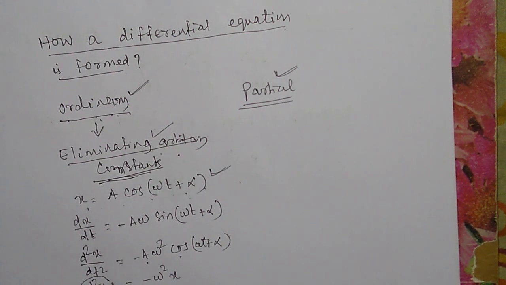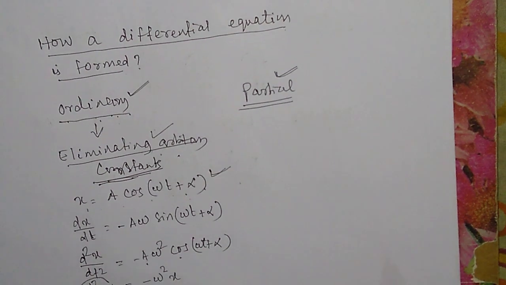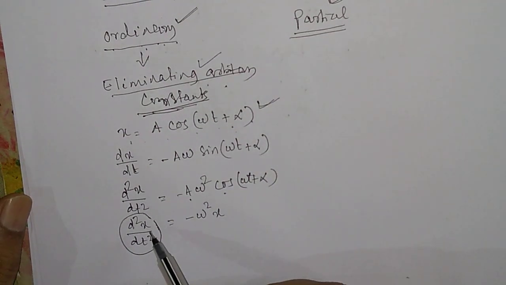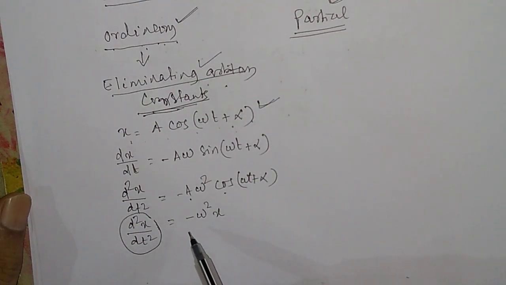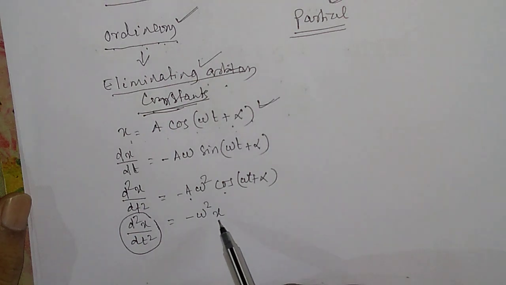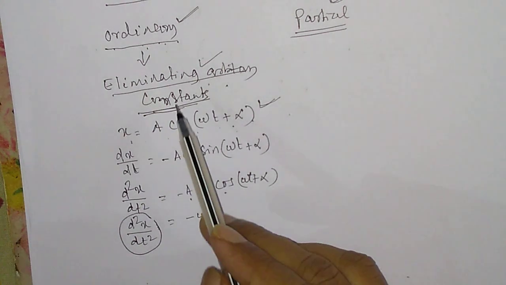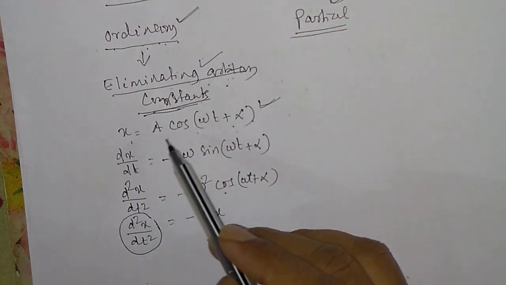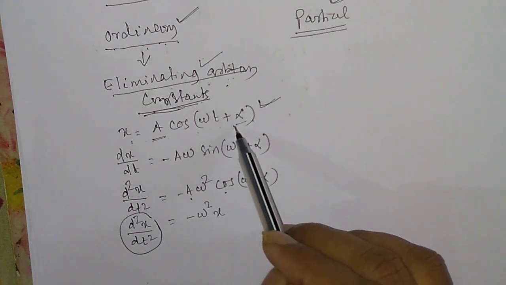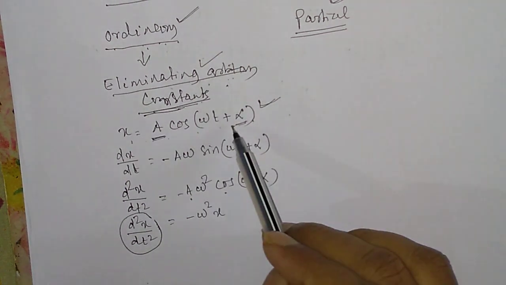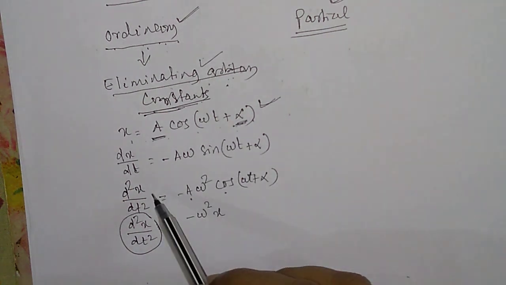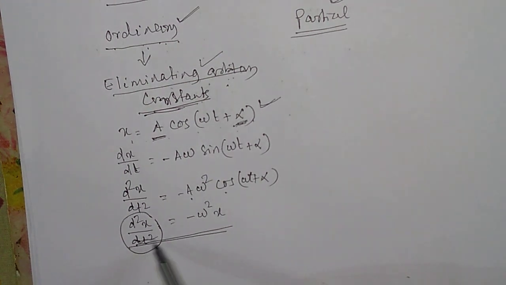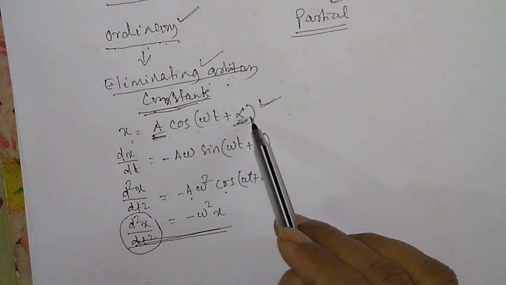And what is this? This is the second derivative of x with respect to t. This is nothing but the acceleration. So acceleration is equal to minus omega square into x. So what have you done here? You have eliminated the arbitrary constants. In the equation, the arbitrary constants are a and alpha. So when you construct the differential equation, you have eliminated the arbitrary constants a and alpha.